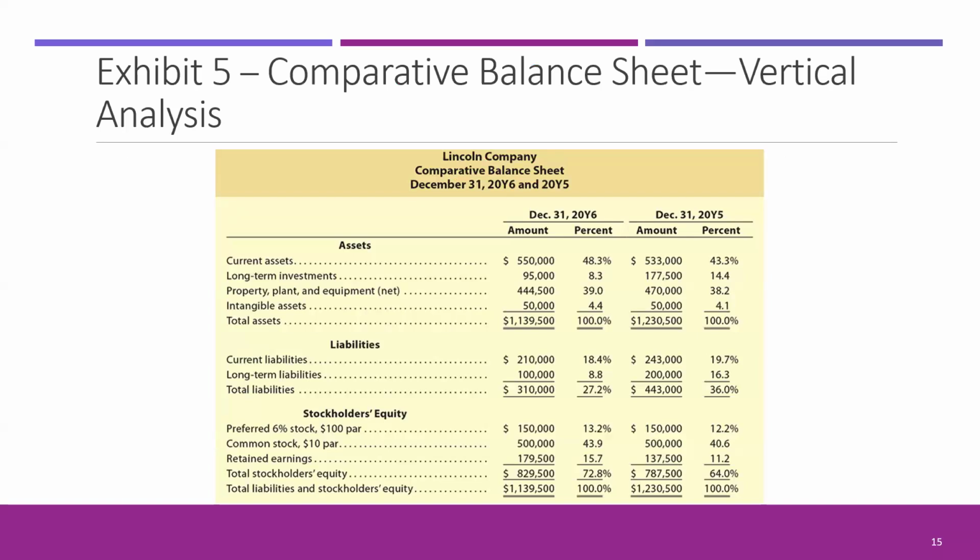So for example, total assets is 1.1 million. And so current assets are 48%, long-term assets are 8.3%. And this allows us to compare between companies, two particular companies or industry averages. And it can highlight, once again, areas to look at further or start building a narrative. What makes this company different than other companies?